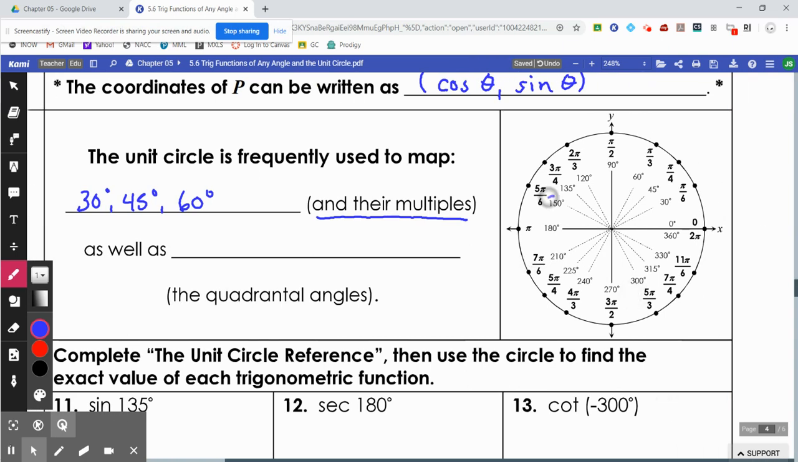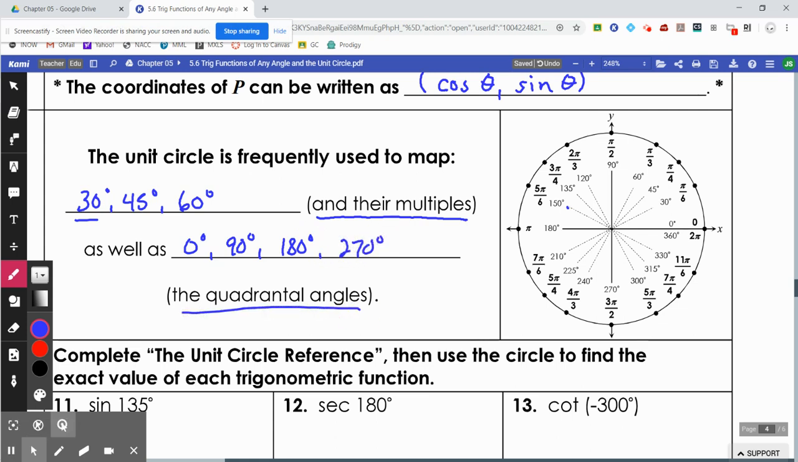Like, look, this 150 degrees over here. Remember how we drew that triangle that corresponded with it, and I told you, well, you can just use its reference angle there, because that would have a reference angle of 30 as one of the multiples of 30. So that's the reason we can use this. And also, as well as 0 degrees, 90 degrees, 180 degrees, and 270 degrees, which are the quadrantal angles.